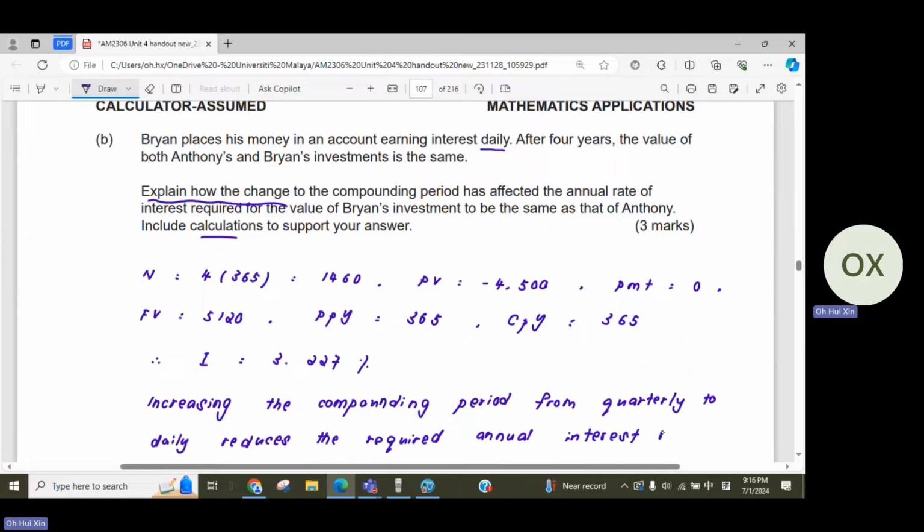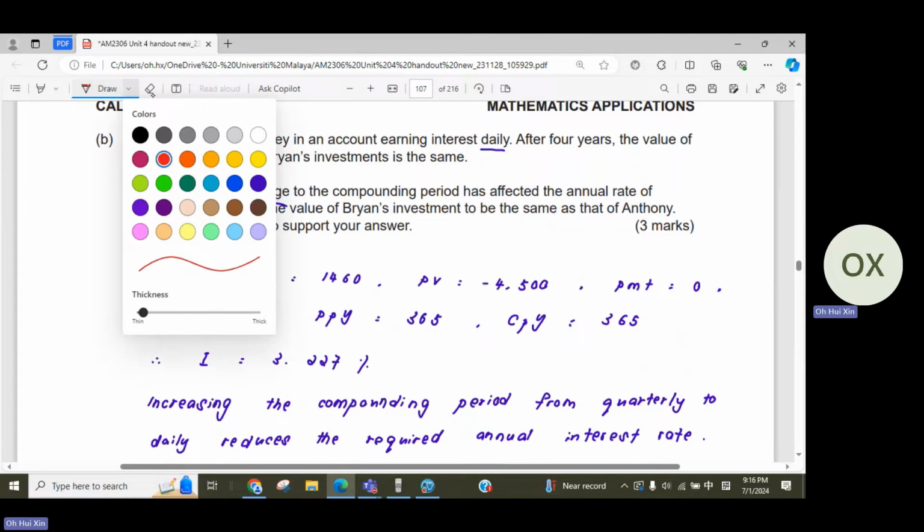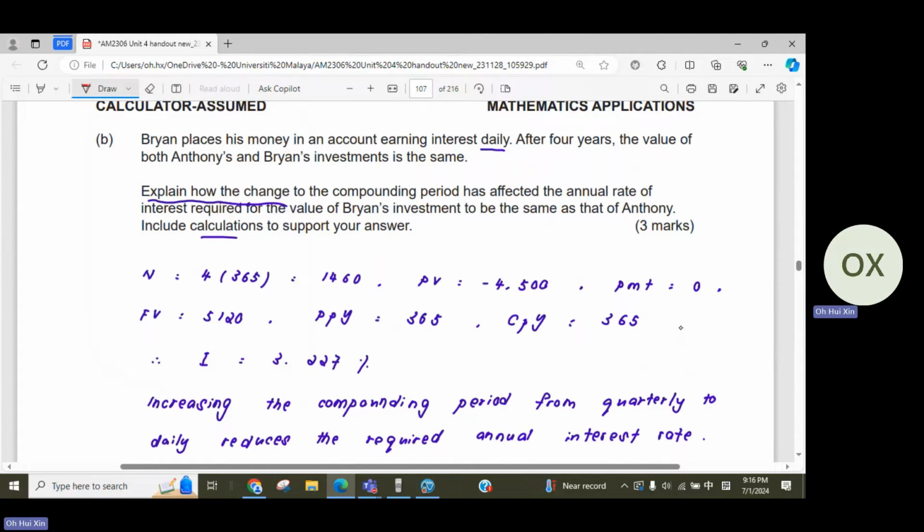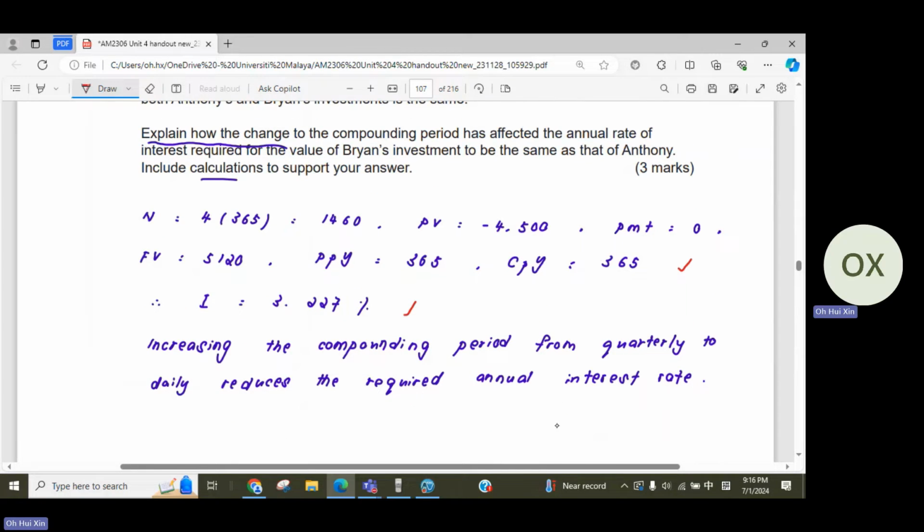Okay, so this question is a 3 marks question. So the part where you're working will give you 1 mark. Then after that, solving and getting the I, you get 1 mark. Then your explanation will give you 1 mark. Okay, so that's for this question. And now we'll be looking at the next question.